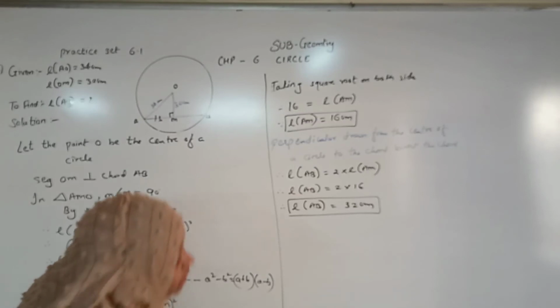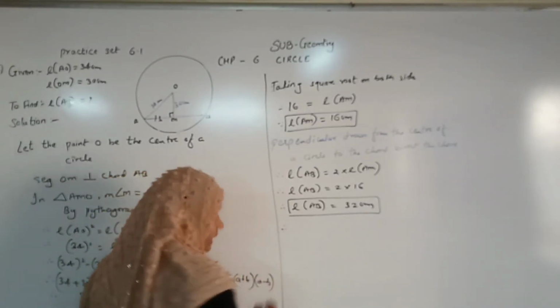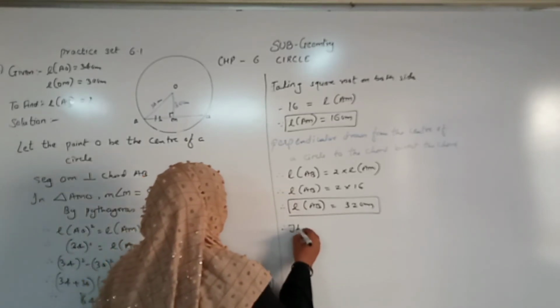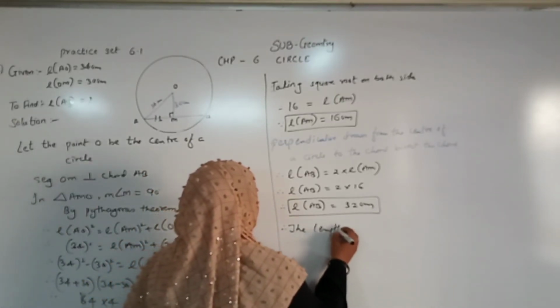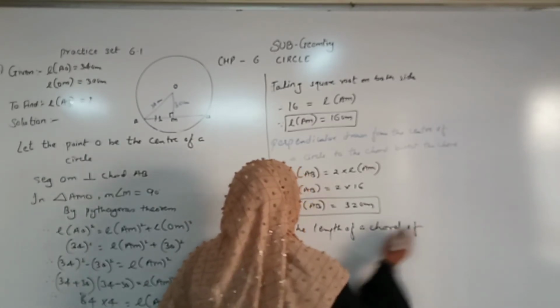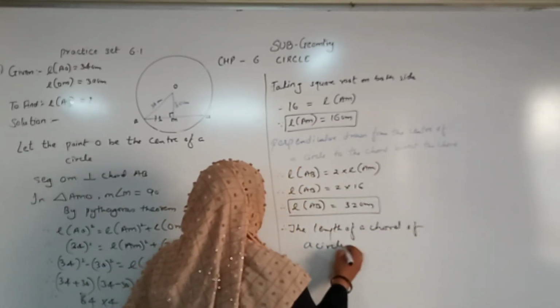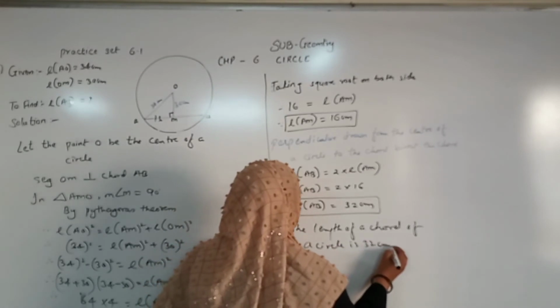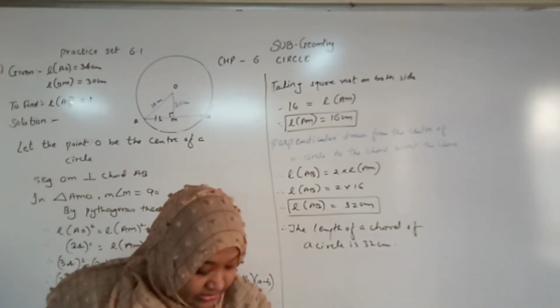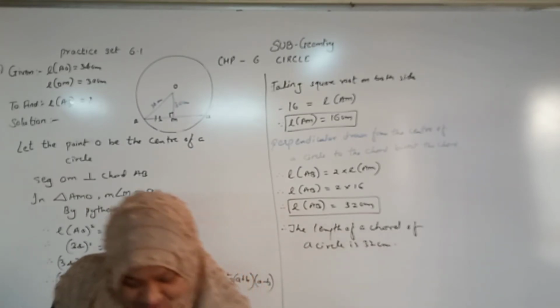Now student, the question they asked: what the question they asked? The length of the chord. Therefore, the length of a chord of a circle is 32 centimeter. Done? Come on, do it fast. You will see the next question.